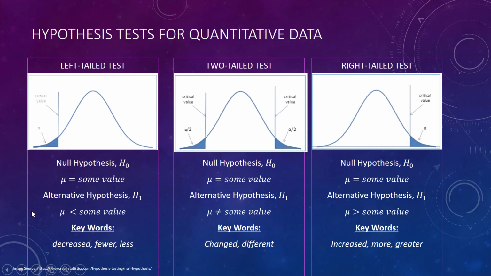So if we have a left-tailed test, we have our mu, our population mean, less than some value. If we have a right-tailed test, we have mu, our population mean, greater than some value. And if we're considering both possibilities, then we have a two-tailed test and we have our mu, our population mean, not equal to some value.